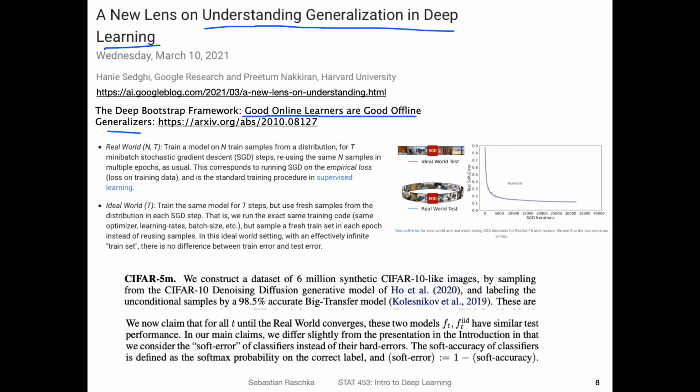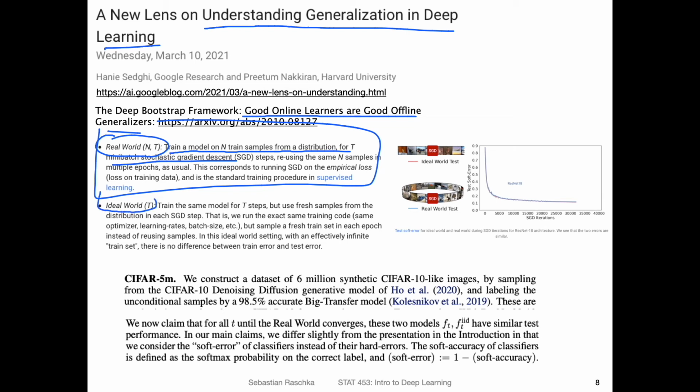So here they had two scenarios, a real-world scenario. The real-world scenario is essentially what we have also always considered in class. We have a given training set, and we train a model on n training examples from that data set where we have mini-batch stochastic gradient descent. And we run that for multiple epochs. So essentially, this is just describing what we are doing when we are working with a training set where we do stochastic gradient descent with mini batches, and we repeat that for multiple epochs.